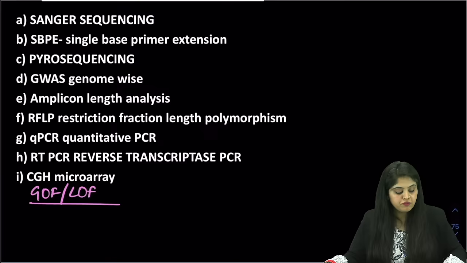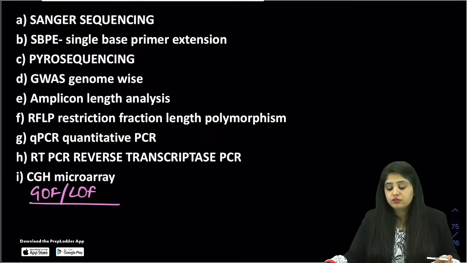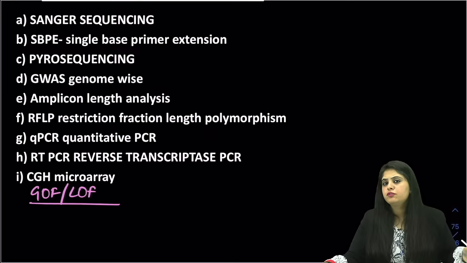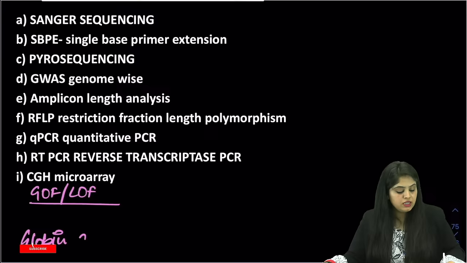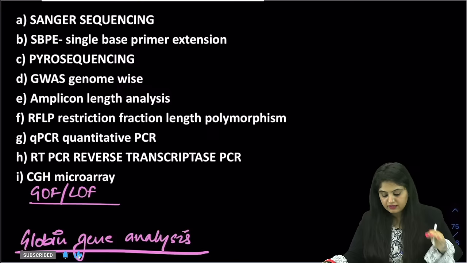CGH microarray. Someone asked me, what is the definitive diagnosis of thalassemia? When genetics comes into play, nothing beyond it. So all your Mentzer index and electrophoresis and everything, HPLC, goes down the track. If globin gene analysis is mentioned in the question, you will mark gene. Genetics over everything. That's the rule.